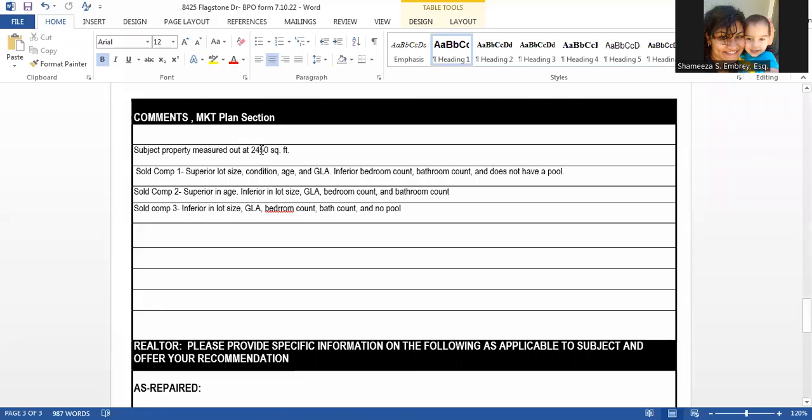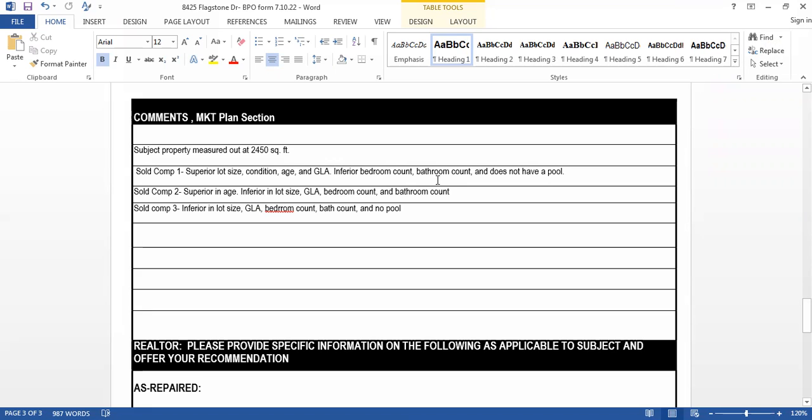So subject property measured out at 2450, which was slightly different than public records. And then sold comparable number 1 was superior in lot size, condition, age, and gross living area. That's GLA, equals gross living area. But it was inferior in bedroom count, bathroom count, and did not have a pool. And you'll see here sold comp 2 superior in age, inferior in lot size, GLA, bedroom count, and bathroom count. And then sold comp 3, inferior in lot size, GLA, bedroom count, bath count, and no pool. And so really that buttons it up.